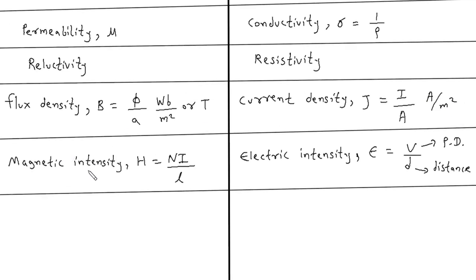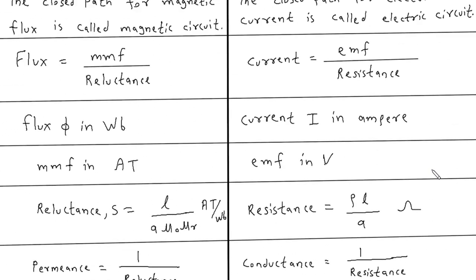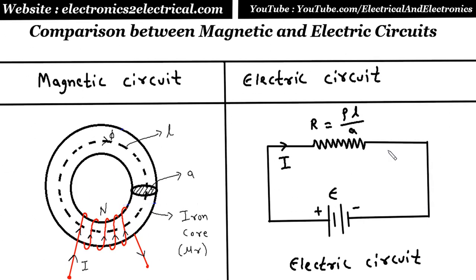In a magnetic circuit, magnetic intensity is denoted by capital H, which is equal to NI by L. And in an electric circuit, electric intensity is denoted by E, which is equal to V by D, where V is the potential difference or voltage and D is the distance. So this is about the comparison between magnetic and electric circuits and their similarities.